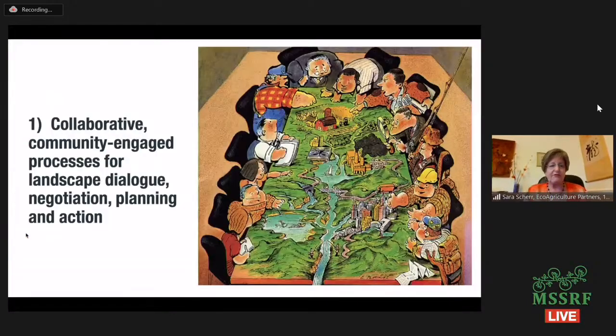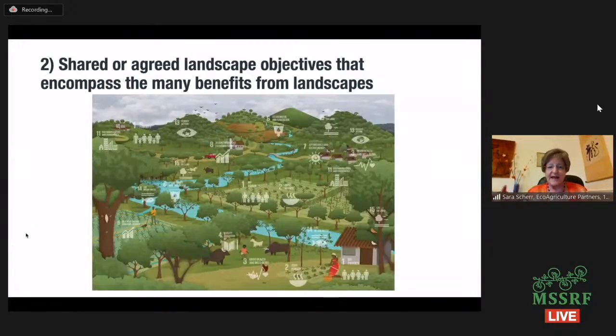The first key feature is collaborative, community-engaged processes for dialogue and negotiation and planning and action around the landscape as a whole. The second component they have is that they negotiate around shared or agreed long-term landscape objectives that encompass the many benefits from landscapes. They define these, they make them visible, they agree to move in these directions in an aligned way.